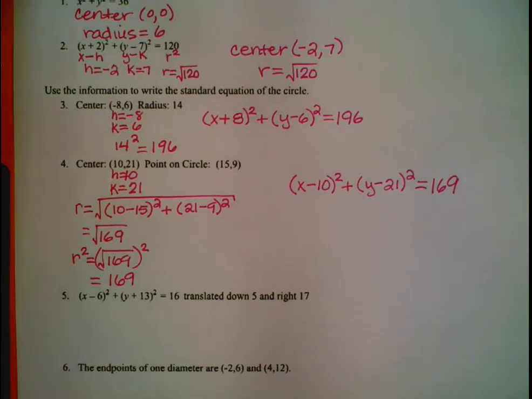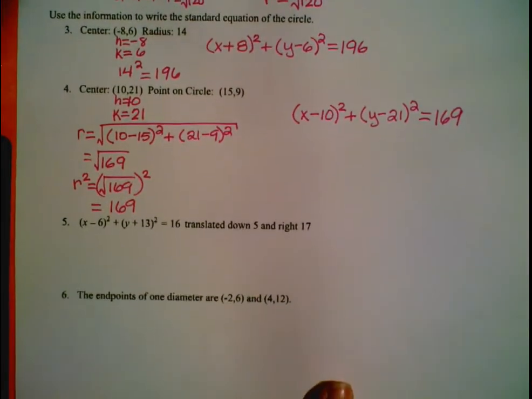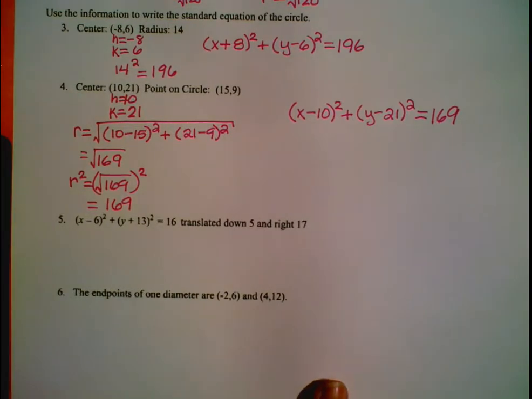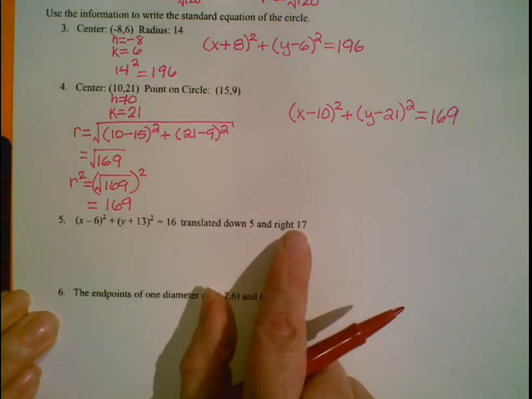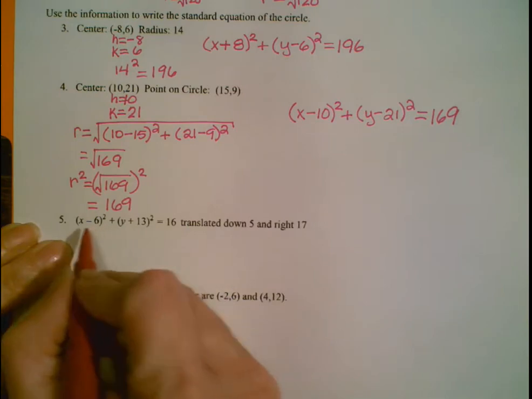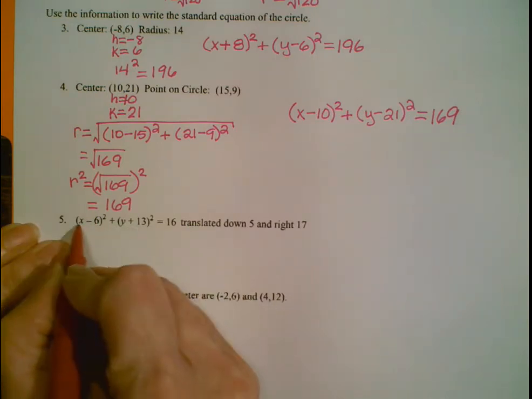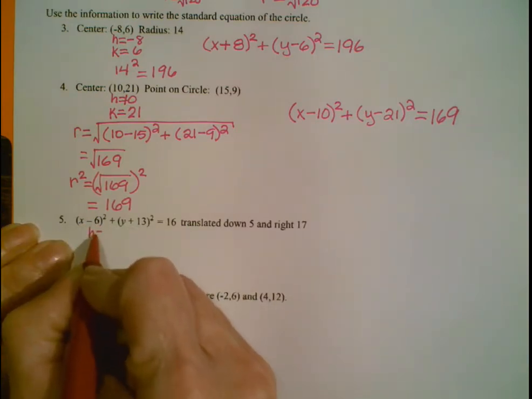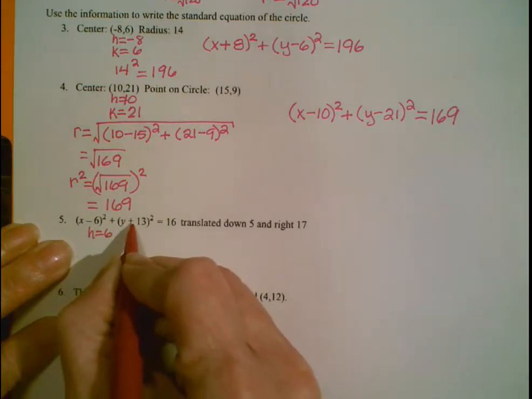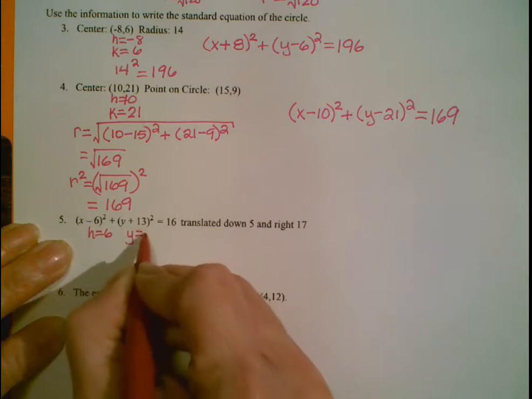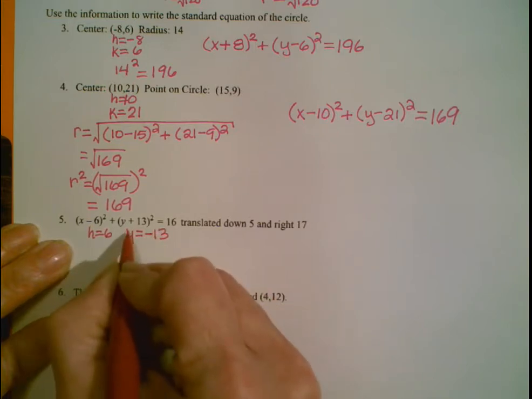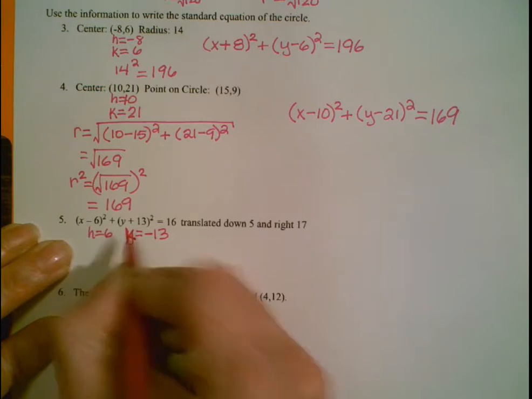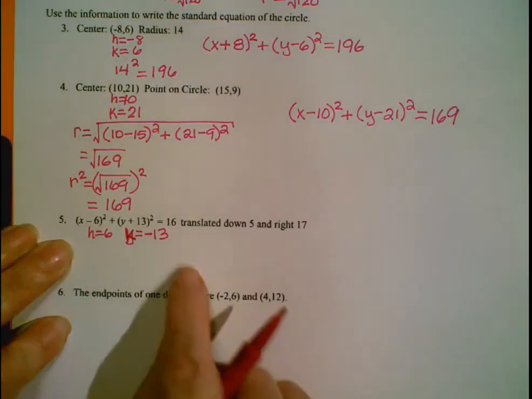All right, number 5. Working with some transformations. We take the equation (x minus 6) squared plus (y plus 13) squared equals 16, and we're going to translate it down 5 and right 7. So if I think about where the center is at this point, x minus h means h must be 6. Y minus k, in order for that to be a plus, k has to be negative 13. Whoops, no, that's not a y, that's a k. Wrote the wrong letter.